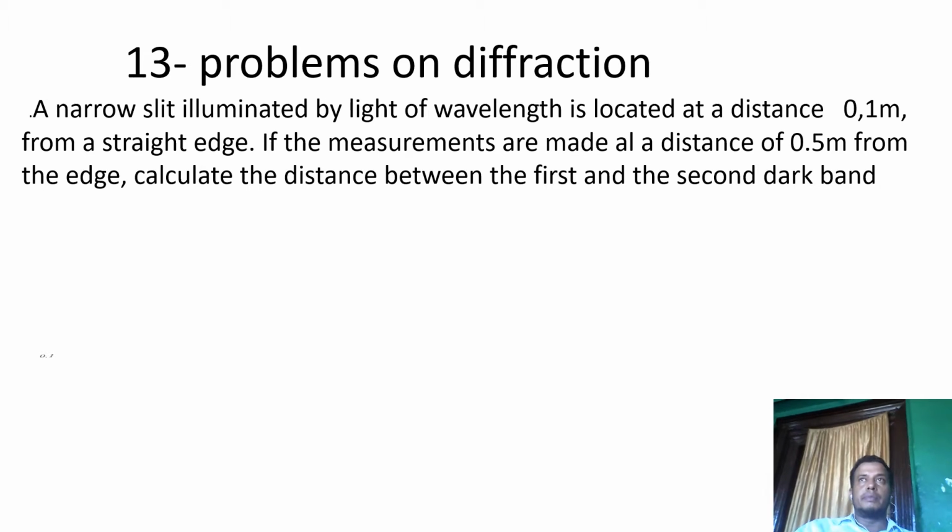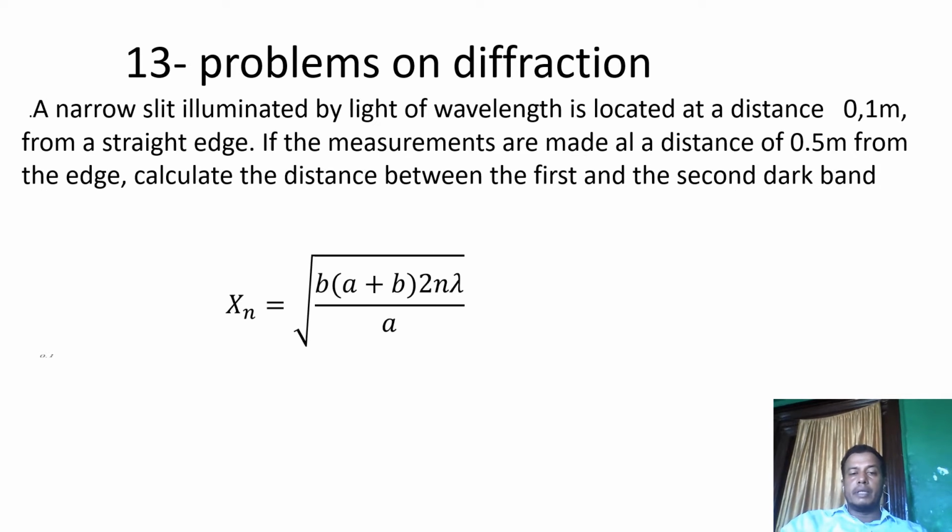For a straight edge, the width of the dark band is given by the formula xn is equal to the square root of b upon a plus b into 2 n lambda. Here a is the distance between the source and the edge, b is the distance from the edge to the screen, n is the order number, and lambda is the wavelength of the incident light.